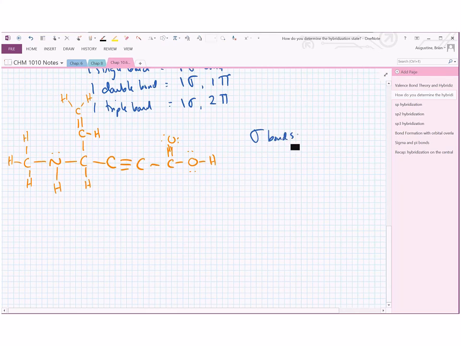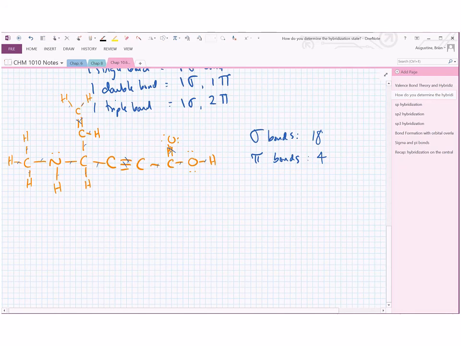Sigma bonds, pi bonds. All right, sigma bonds: 1, 2, 3, 4, 5, 6, 7, 8, 9, 10, 11, 12, 13, 14, 15, 16, 17, 18 sigma bonds. And 1, 2, 3, 4 pi bonds.